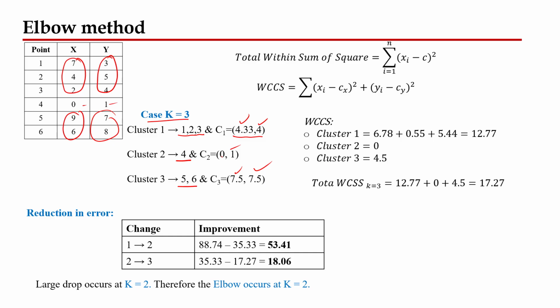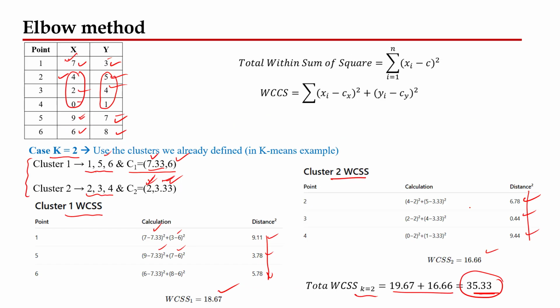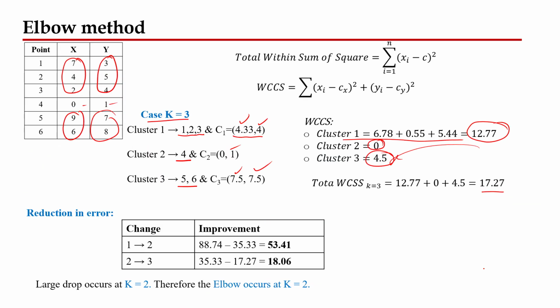If we calculate the within sum of squares, we get this one for cluster 1, this one for cluster 2, and this one for cluster 3. If we add these up, we get 17.27. So we can easily see that with three clusters it is further reduced. But remember that in the elbow method, what we look at is the change from the improvement perspective.